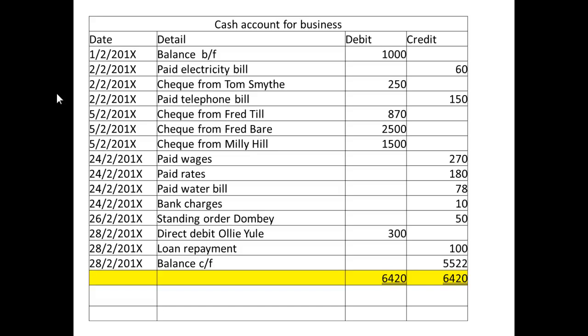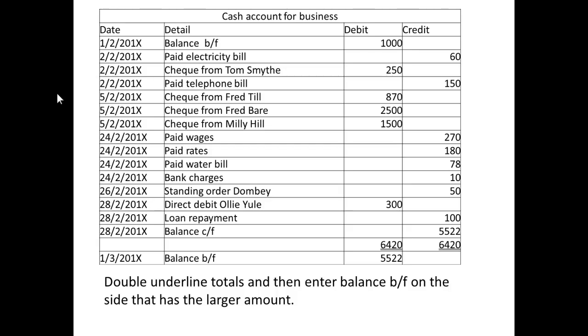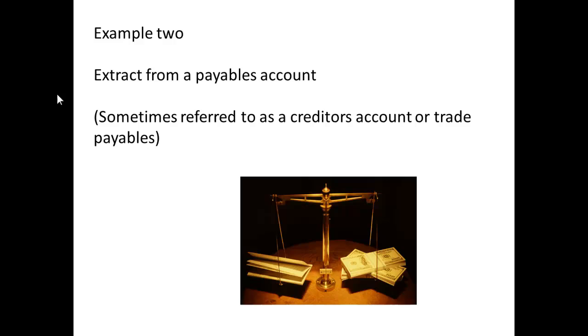So here we've shown that we add them up, and both sides now come to 6,420. We then double underline the totals to end that period, and then enter the balance brought forward on the side that has the larger amount, because that's the balance that is needed. The 6,420 then is underlined. This is what we often use as a phrase now. Drawing a line underneath something means ending something, and that comes from accounting, from the double entry of bookkeeping.